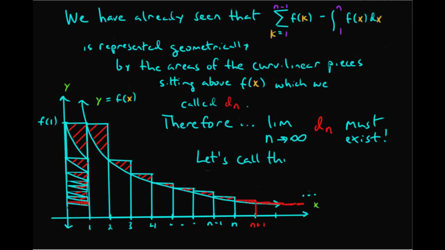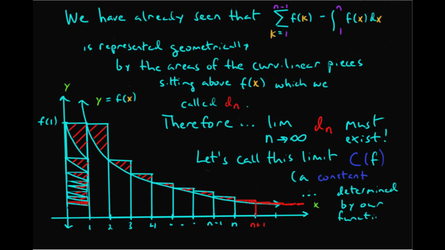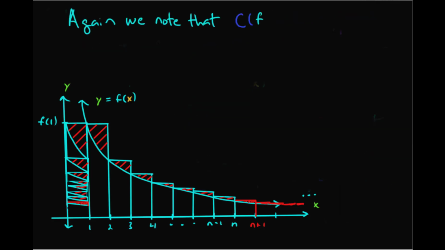Now, whatever that limit happens to be, it's going to be a constant that's determined by our function. So we'll call this limit c of f. It's the constant for the function in question. And again, we note because our function is always positive and decreasing, and because of the way that we defined this limit, c of f is always going to be less than f of 1.